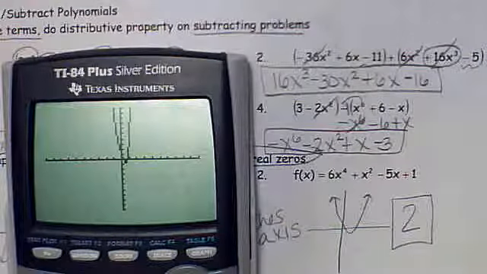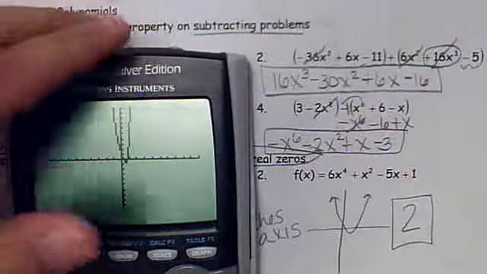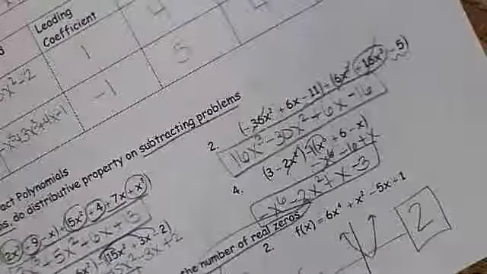Your assignment for this day is a worksheet. It's very similar. For those of you that were absent, it will be in the absent work folders on the bulletin board.